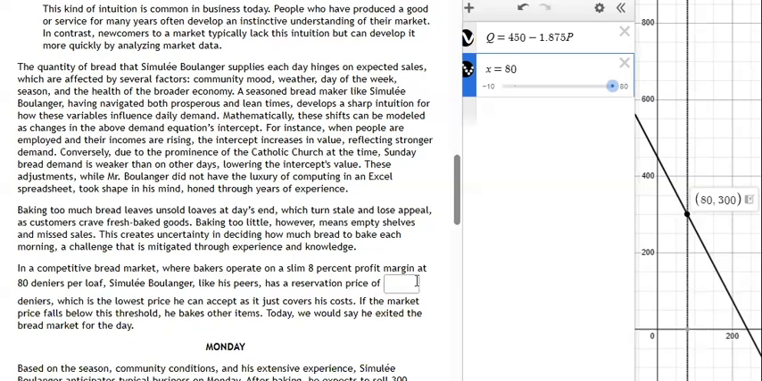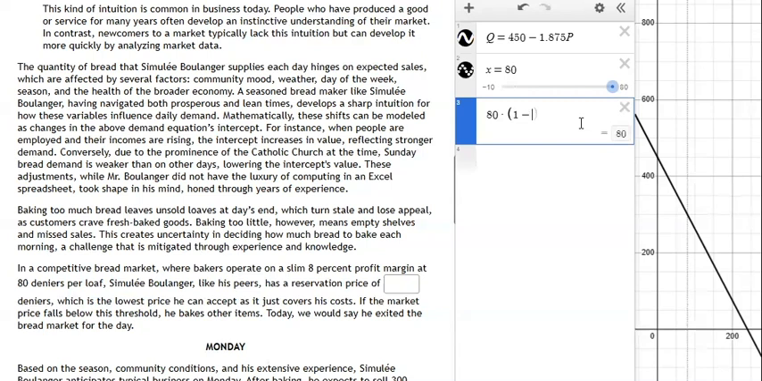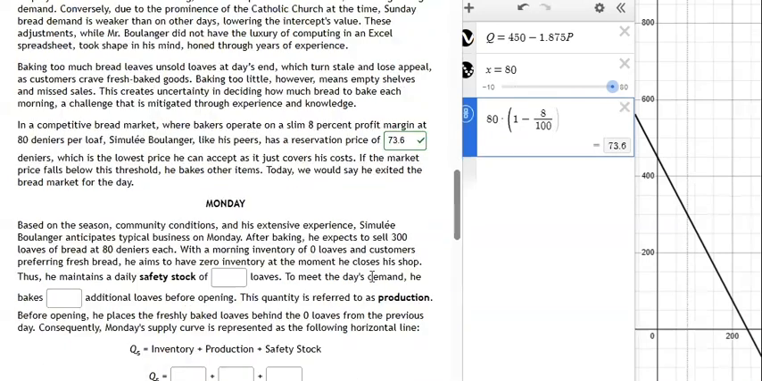loaf, Simile Boulogne, like its peers, has a reservation price of what? We're going to take 8% off the 80 deniers per loaf price. 80 times 1 minus 8% is 73.6. This reservation price is the price they need to get from the customer in order to break even. So they need at least 73.6 deniers. This is the lowest price he can accept as it just covers his cost. If the market price falls below this threshold, he bakes other items. Today, we would say he exited the bread market for the day.